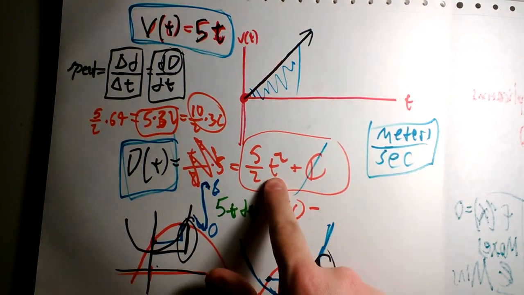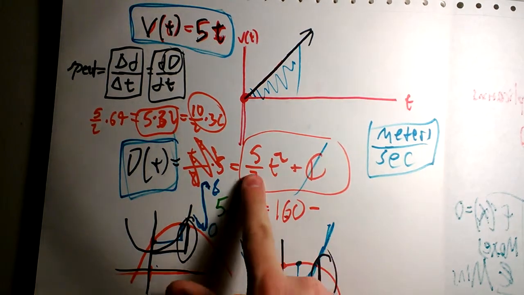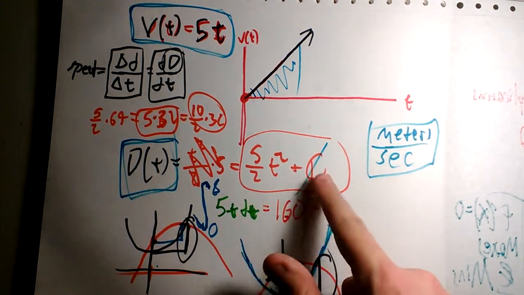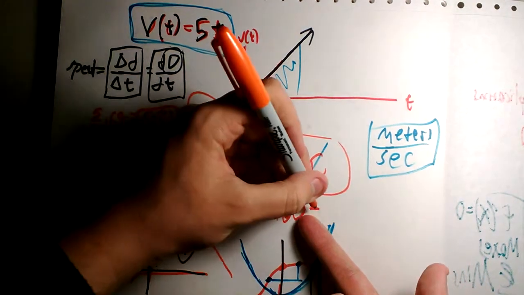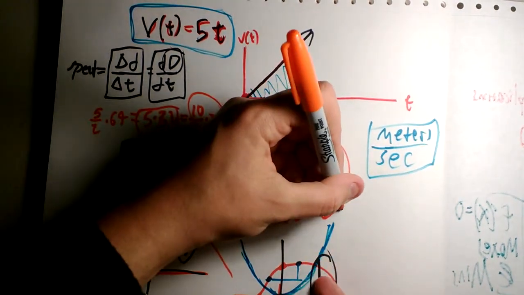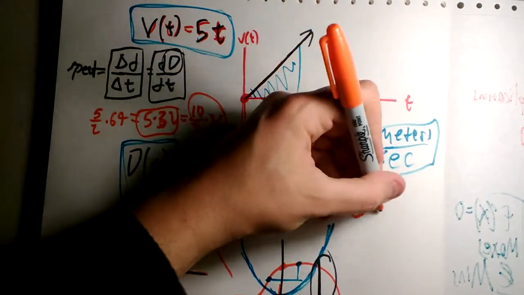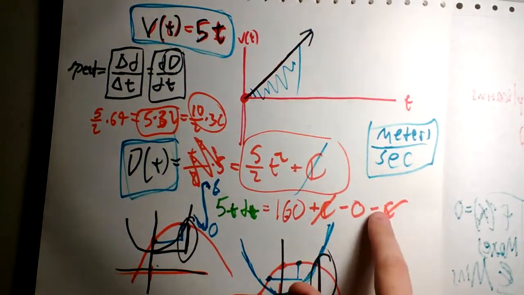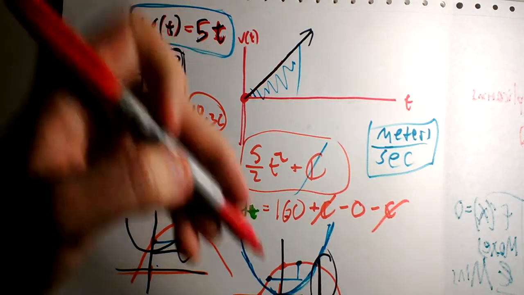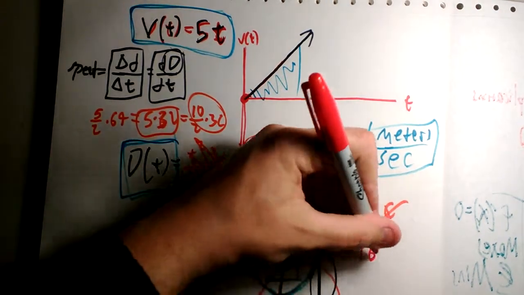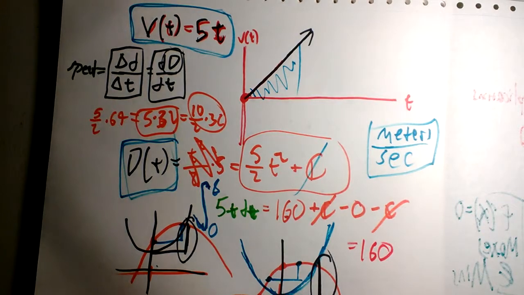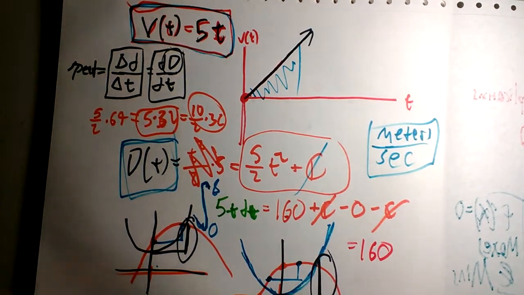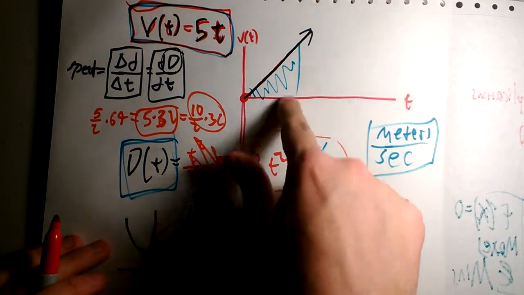What is the value at 0? 0 squared is 0. 0 times 5 is 0. 0 divided by 2 is 0. 0 plus a constant that goes away, because there's a constant here technically. And then we subtract 0 minus a constant. Guess what? The constants go away. So we get 160 minus 0. So we went 160 meters in 8 seconds. That's actually ridiculous, I would say. But still, application. And that's just the area.